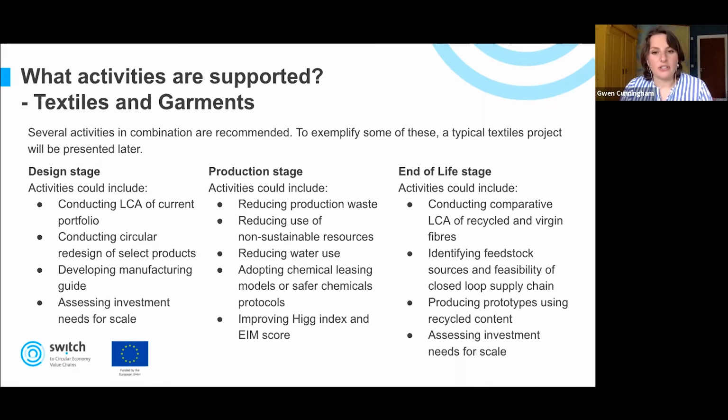From a production perspective, it could really be around activities to reduce production waste, to reduce water use, to adopt better chemical systems, etc. And from an end-of-life perspective, and this is similar to the project that we will see later on as an exemplary, it could be around the switch from virgin to recycled. How do you identify accurate and eligible feedstock supplies? How do you produce prototypes using recycled content? And also, how do you look at the need for investment in order to scale those circular supply chains that have been built? So really, there is quite a broad scope of work that can fall within this.